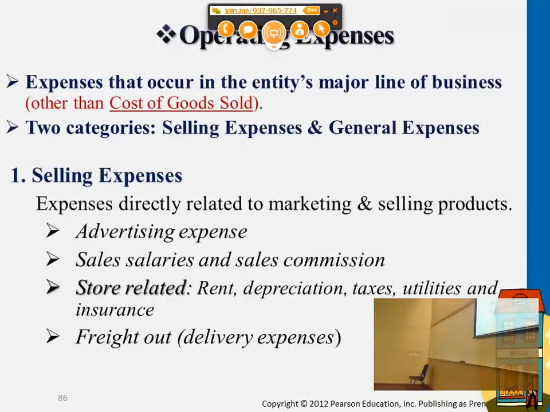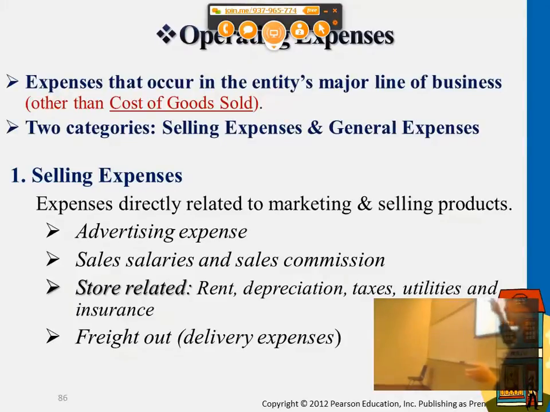Okay, let's take a look at the detailed definition for these and some of the examples. So operating expenses, remember, is the middle part of the multi-step income statement. These are the expenses that we consider related to day-to-day operations, day-to-day activities of purchasing the inventory or selling the inventory. We break down all the expenses into two categories, selling expenses and general expenses.